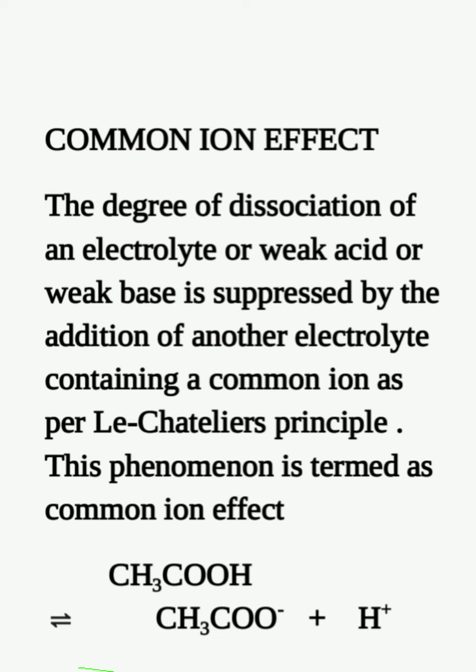We are considering the dissociation of a weak acid, that is acetic acid. CH3COOH is acetic acid. It will dissociate as CH3COO minus, that is the acetate anion, and H plus ion. That's very simple. If you are adding another reagent which furnishes H plus or acetate anion, for example ammonium acetate, ammonium acetate will dissociate as NH4 plus ions and acetate anion.